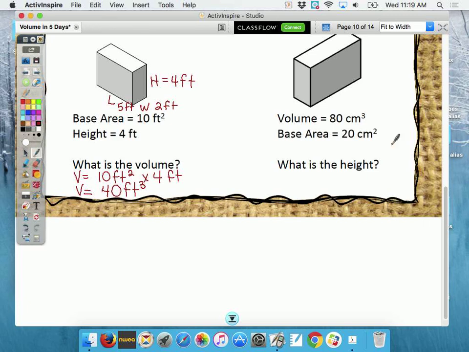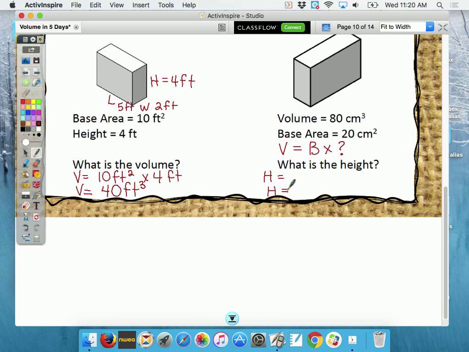So we got the same formula. Let's write it down. Volume equals base times what? Height. But which one do we not know? The height. So this is what we know for sure. Okay? So in order to do this problem, first of all, it's going to be height equals, isn't it? So H equals.